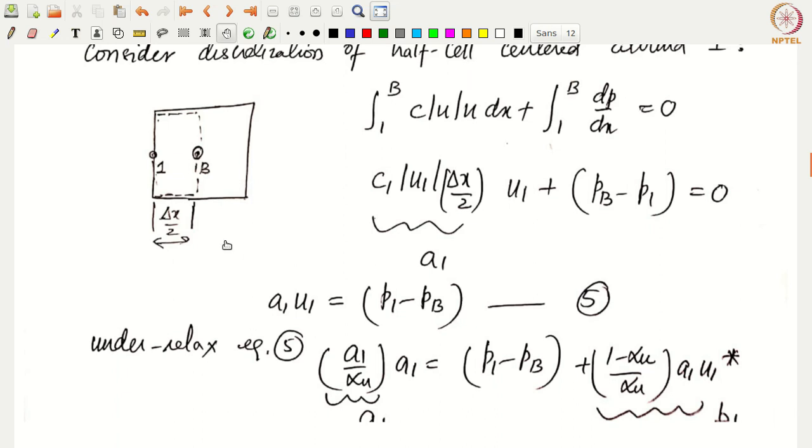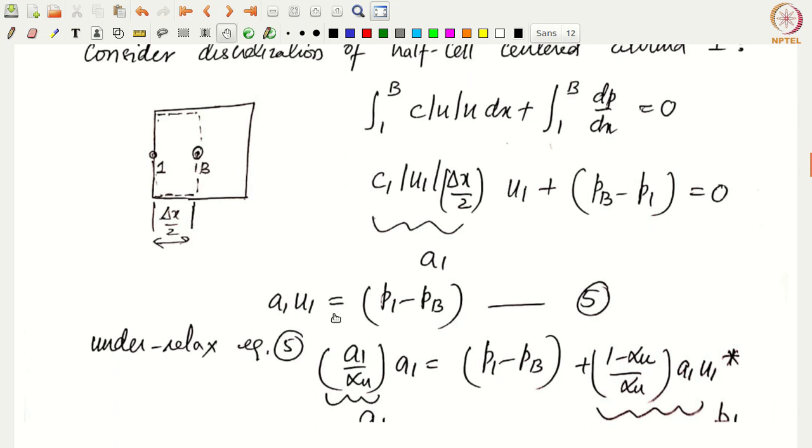Now P1 and PB of course are not equal, because essentially you have C mod U dx, so this porosity is going to have a pressure drop from P1 to PB. That is why we are deriving this equation: how the velocities and the pressures are related within this half control volume, such that this pressure can be computed accordingly. So we got an equation. This is basically the discrete momentum equation written for the boundary half cell centered at 1. Let's call this equation 5.